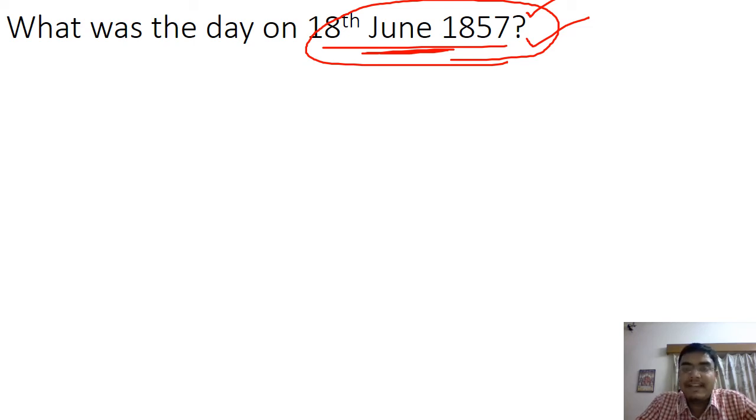So again 18 centuries have passed, so code for 1800 would be 3. 56 years have passed, so if you divide 56 by 4 you will get 14. 14 into 2 is 28. Remaining is 42 years. So 28 plus 42 is 70. So year code is 0. Code for June. What would be the code for June? This is a non-leap year. So code for June would be, what would be the code? 4, right? 614. And for 18, what will you have? 18 divided by 7.